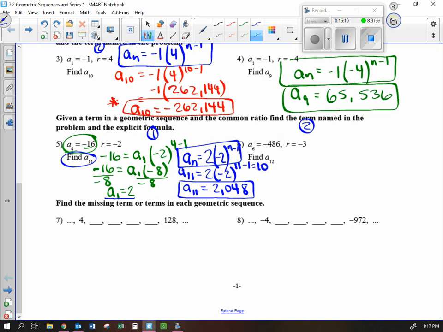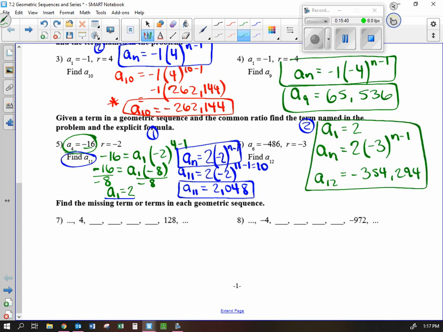A sub n is going to equal 2 times negative 3 raised to n minus 1. I am going to also jot down a sub 1 just to make sure you have that first step down. It's 2. And then a sub 12, the indicated value that we're finding in the end, is going to be negative 354,294. So these are the 2 things you should have boxed in your answer. We only need these 2.